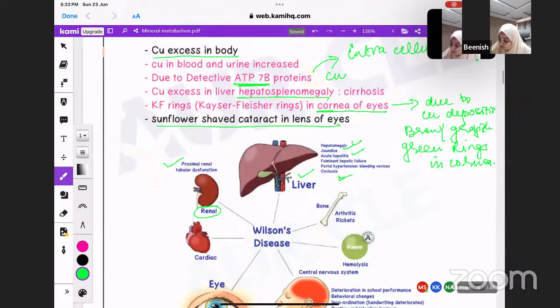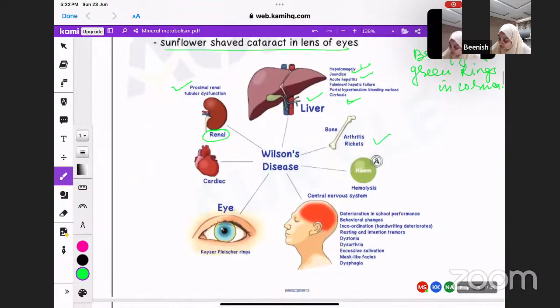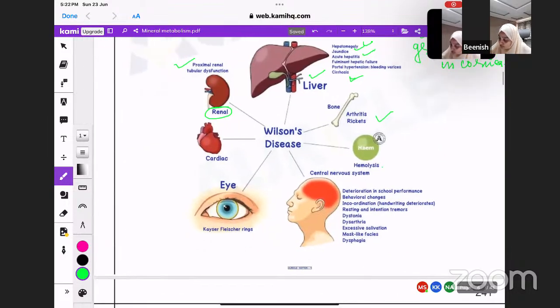Then in the bones, arthritis, rickets, then hemolysis, then neurological abnormalities affecting the central nervous system. What are those? You can see here poor scholastic focusing, dysphagia, all of this, and in the eyes, another important thing, that is KF rings. So these are all the clinical features of Wilson's disease.